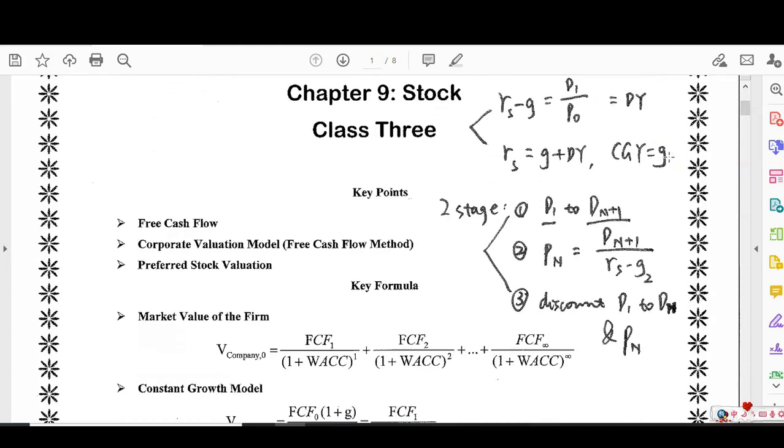In this constant growth model setting, dividend yield becomes D1 over P0, which is Rs minus g. Capital gains yield is g, and it is the same as the dividend growth rate, and also the same as the price growth rate. The sum of these two, dividend yield plus capital gains yield g, becomes R. So R equals g plus dividend yield.